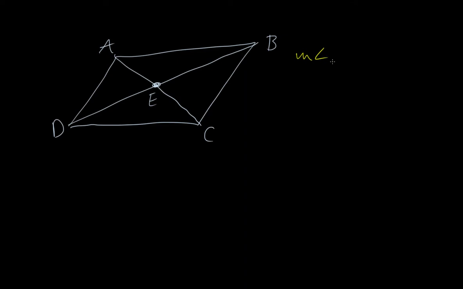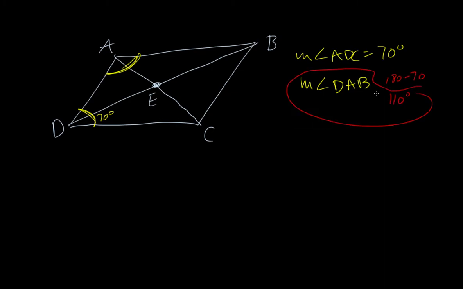Okay, now we're going to say measure of angle ADC is equal to 70 degrees. We want to find the measure of angle DAB. So we got ADC, so that's that entire angle, and that is 70 degrees. And then we have DAB, that's that entire angle. Now there's a property of parallelograms that says consecutive angles are supplementary. So if we just take 180 and subtract 70, we will get 110, and that is that angle measurement.